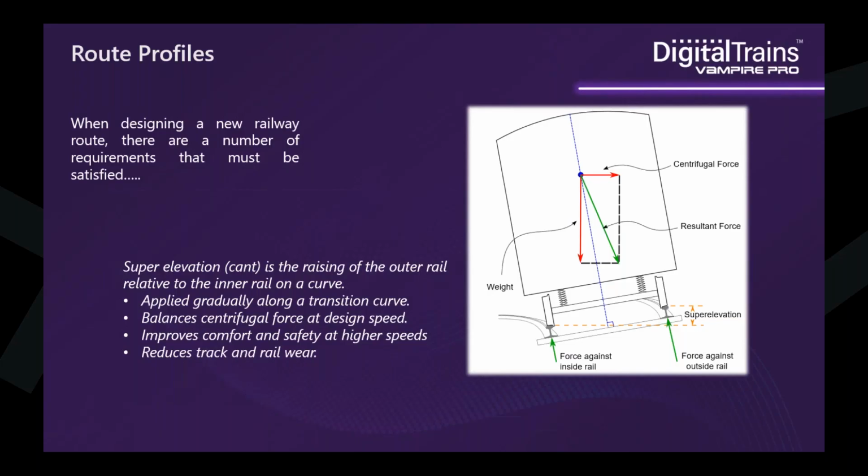To further improve the smoothness of this transition, curves usually incorporate super elevation, where the outer rail is gradually raised relative to the inner rail. This is done to reduce lateral forces on both train and track, to improve passenger comfort, and to allow trains to navigate curves safely at higher speed. The rate at which the super elevation is applied depends on the design speed of the trains expected to use the track. This in turn dictates the length of the transition curve, with higher speeds requiring longer transitions. And all of this can be accurately modelled within DigitalTrains.